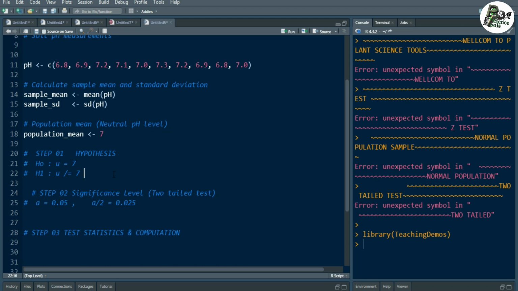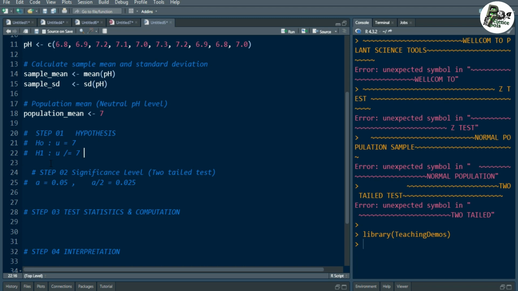This is accepted or rejected on the basis of the p-value, which I will discuss later. Step 2 is the significance level. As we already discussed, if the significance level is not given in the question, we should use alpha equal to 0.05.